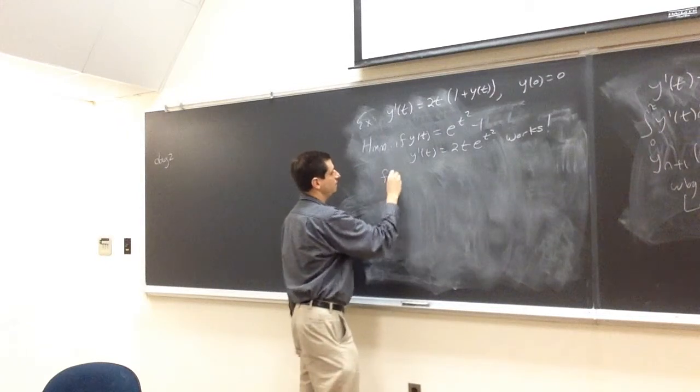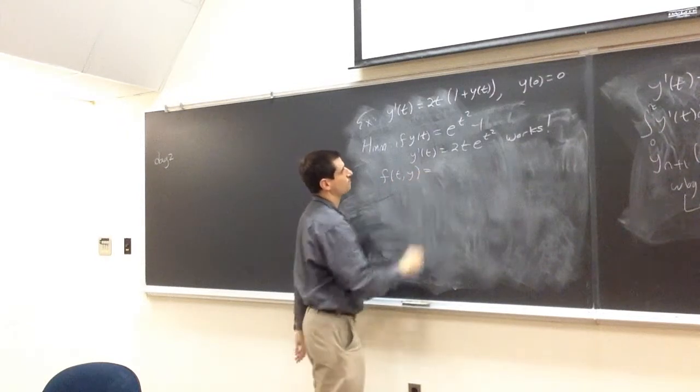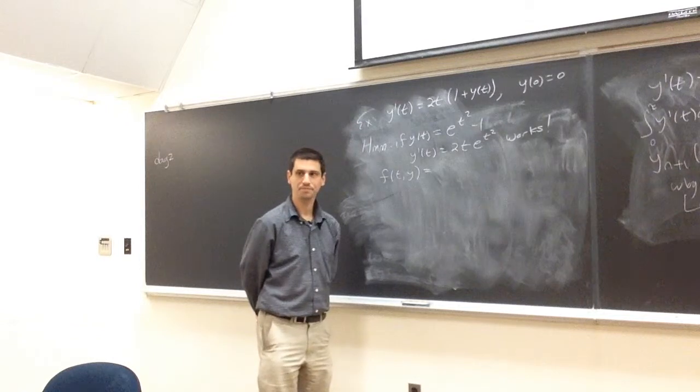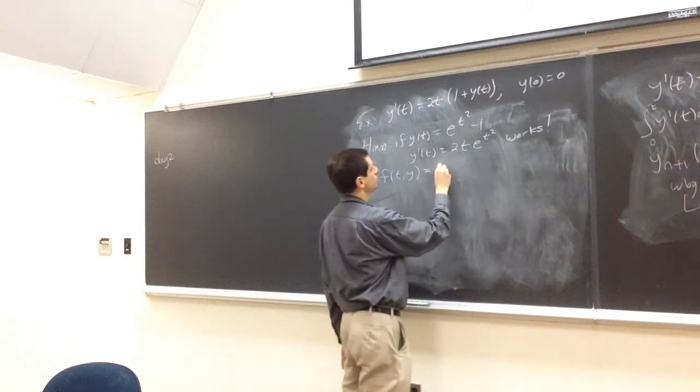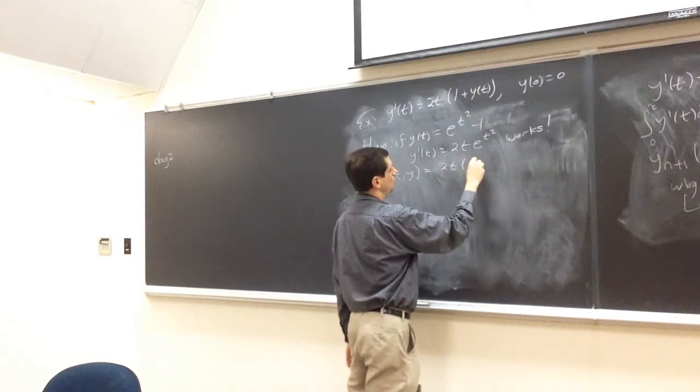What would my f of t, y be? So that's going to just be 2t times 1 plus y.